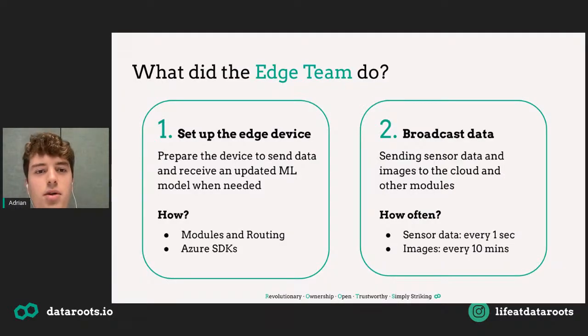So first of all, what we did in the Edge team. We have two goals. The first one is to set up the device. So basically set up all the configuration between the device, the sensors, the camera, also the physical installation. And the main part here is the architecture itself, where we are going to have our application set up. And for that, the main tools that we use are related, of course, with Azure. So there are two concepts: modules, routing, and also the Azure SDKs that I will talk about in depth in a moment.